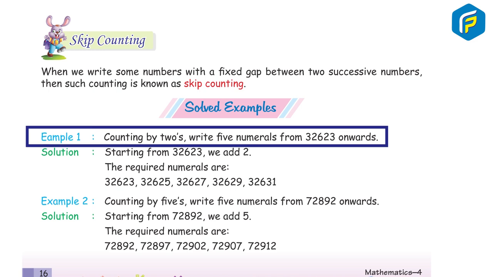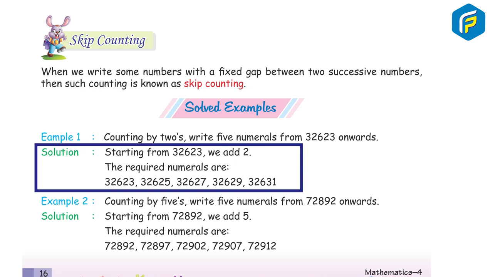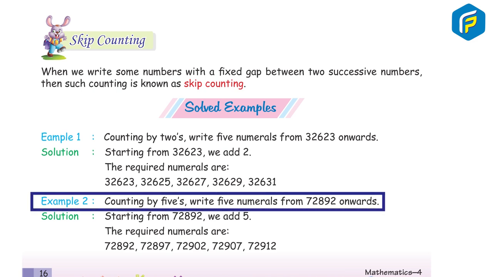Example 1. Counting by twos, write 5 numerals from 32,623 onwards. Solution. Starting from 32,623, we add 2. The required numerals are 32,623, 32,625, 32,627, 32,629, 32,631.